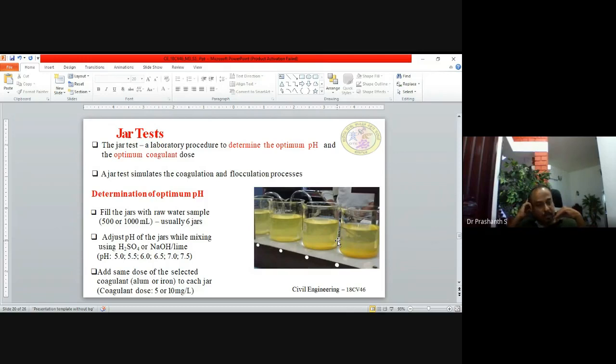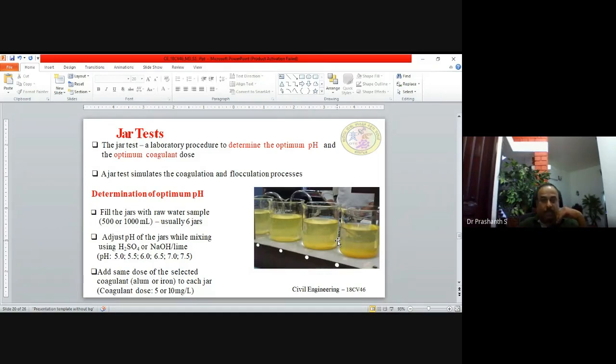How do they determine the optimum pH? Take some jars and fill them with raw water, the raw water that is to be treated, 500 to 1000 ml, usually 6 jars. Adjust the pH of the jars while mixing, using sulfuric acid or sodium hydroxide depending upon the pH: 5, 5.5, 6, 6.5, 7. In natural water, the pH usually ranges from about 5.5 to 8.